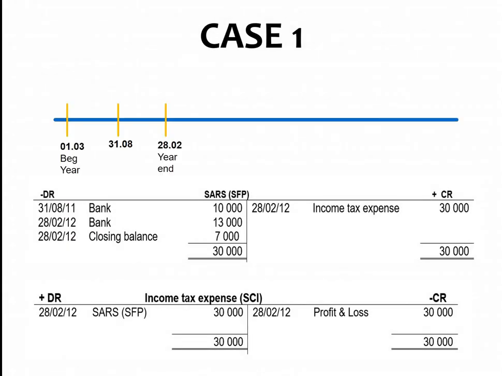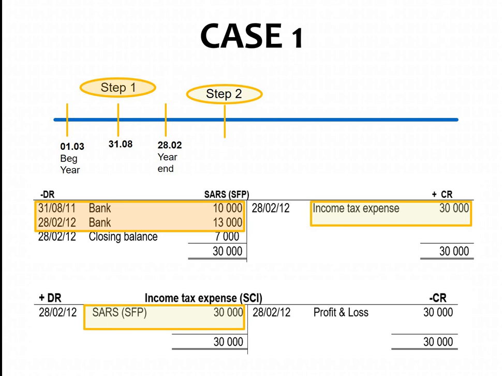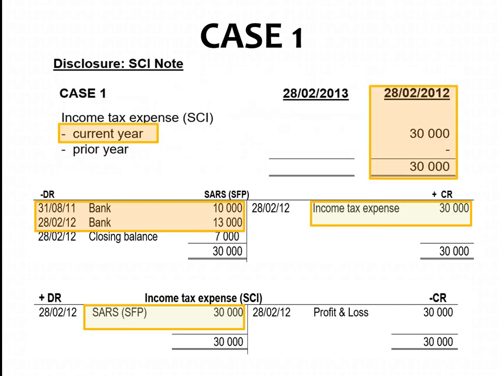In terms of the timeline, this is what your T accounts would look like as you go through the steps. You'll post your bank accounts and you'll post your income tax amount at the end of the year, in the new year, once you've calculated everything. Your disclosure will just be the 30,000. There won't be any under or over provision. Remember, the SARS assessment, under over provision all happen in the following year. So in our current year, we only recognize the current year tax expense of 30,000.